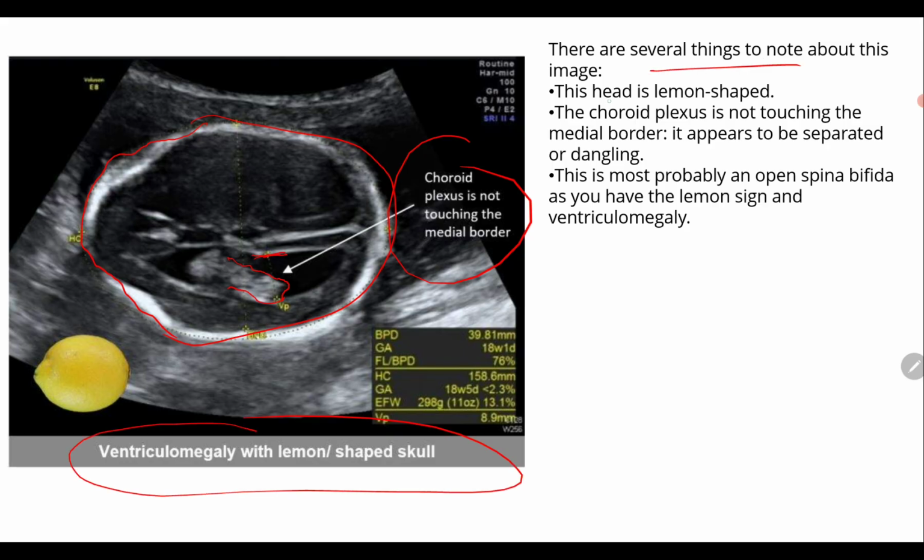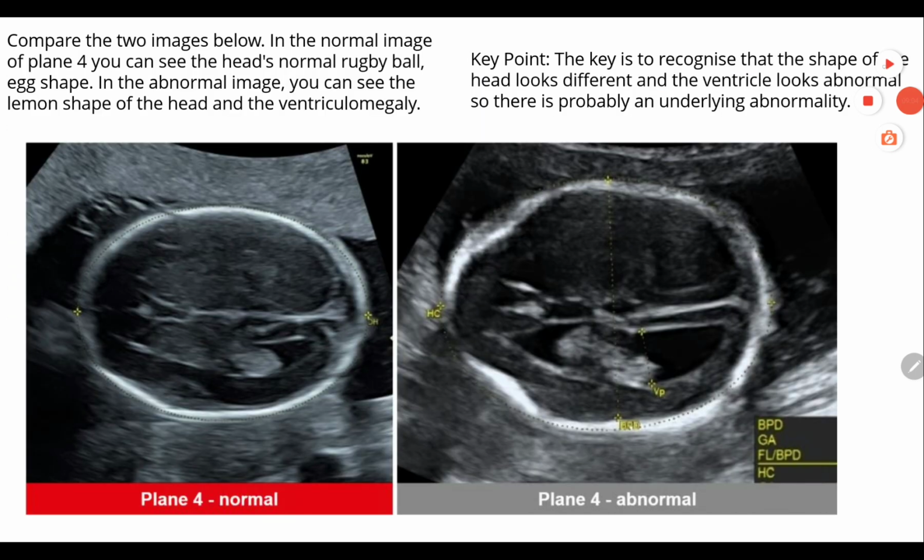The head is lemon shaped. The choroid plexus is not touching the medial border. It appears to be separated or dangling. Most probably this is due to open spina bifida, as you have the lemon sign and the ventriculomegaly. You can compare these two, normal versus abnormal image. Plane 4 is the normal image. Compare the two images below.